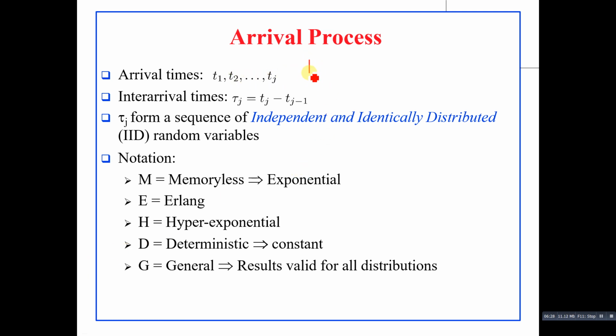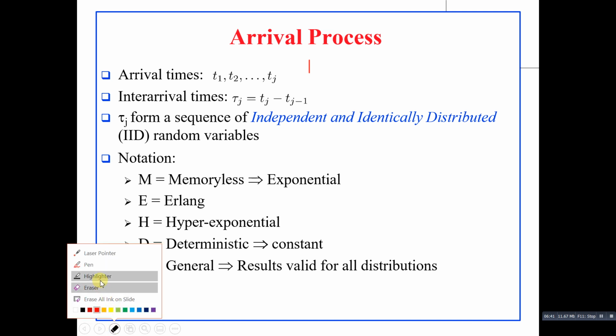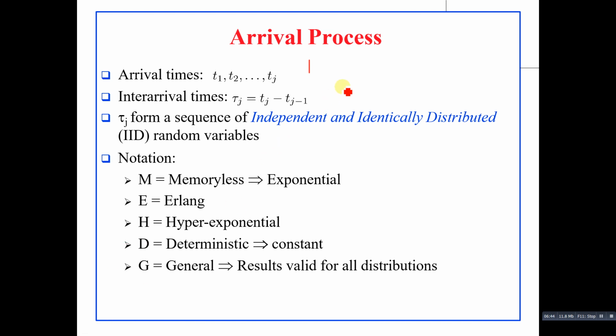So when you have here, okay, these are the times. This is like a time scale here, and this is T1, T2, this is T3, and this is T4. So these are arrival times: at T1 the first customer arrives, T2 the second customer arrives, T3, T4, and so on.